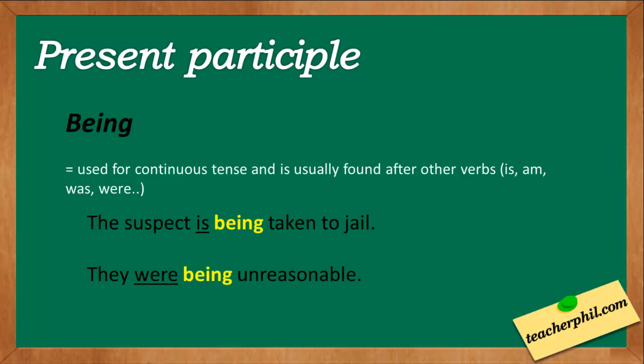Present participle. Being. Being is used for continuous tense and is usually found after other verbs like is, am, was, and were. Examples: the suspect is being taken to jail. They were being unreasonable. Notice that in these sentences, being can be found after the helping verbs is and were.